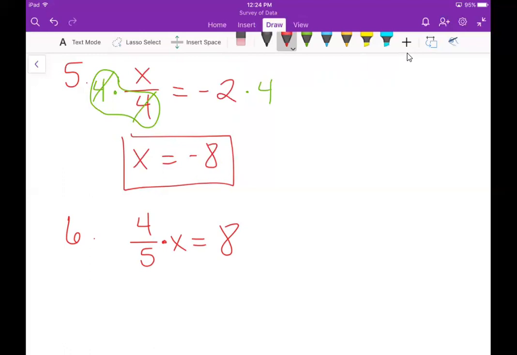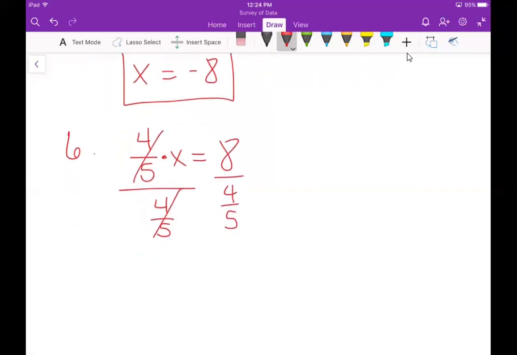If I have 4/5 x, I can divide both sides by 4/5. Anything divided by itself is just 1. So I'm still left with x alone here, but now I have 8 divided by 4/5. Just make sure if you're plugging this into your calculator, which is what I would do, you say 8 divided by, and always put a fraction in parentheses if you don't have a fraction key in your calculator. Okay? When you take 8 divided by 4/5, what do you get? You should get 10. Make sure you get 10.